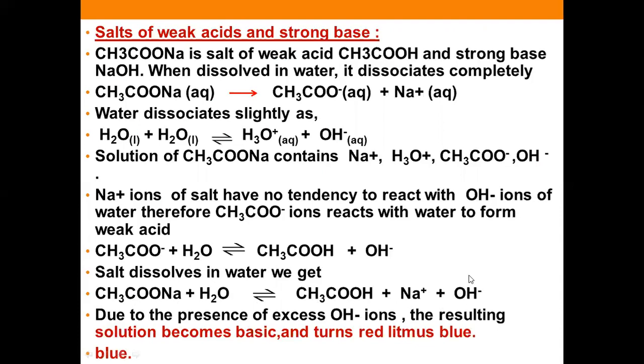There is excess of hydroxyl ions. According to the definition, a base is the substance which gives OH minus ions, and therefore due to the presence of excess of OH minus ions, the resulting solution becomes basic and turns red litmus blue. In a base, red litmus turns blue, and therefore it undergoes hydrolysis.